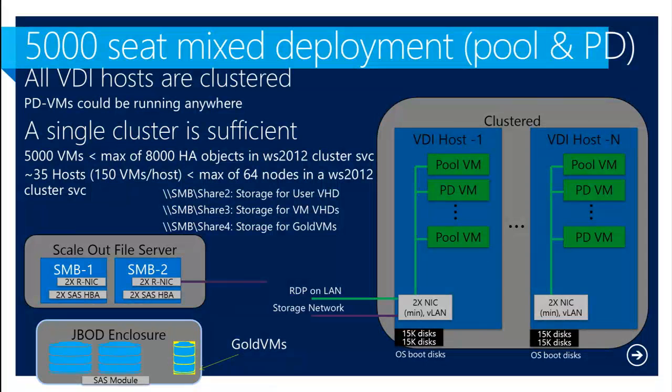Fortunately, in this hypothetical 5,000 VM deployment, we're well below the maximum number of HA objects managed in a clustered environment, which is 8,000. And to do 5,000 seats, you need about 30 or 35 hosts, which is well below the 64 maximum number of hosts we can put in a cluster in 2012, right?